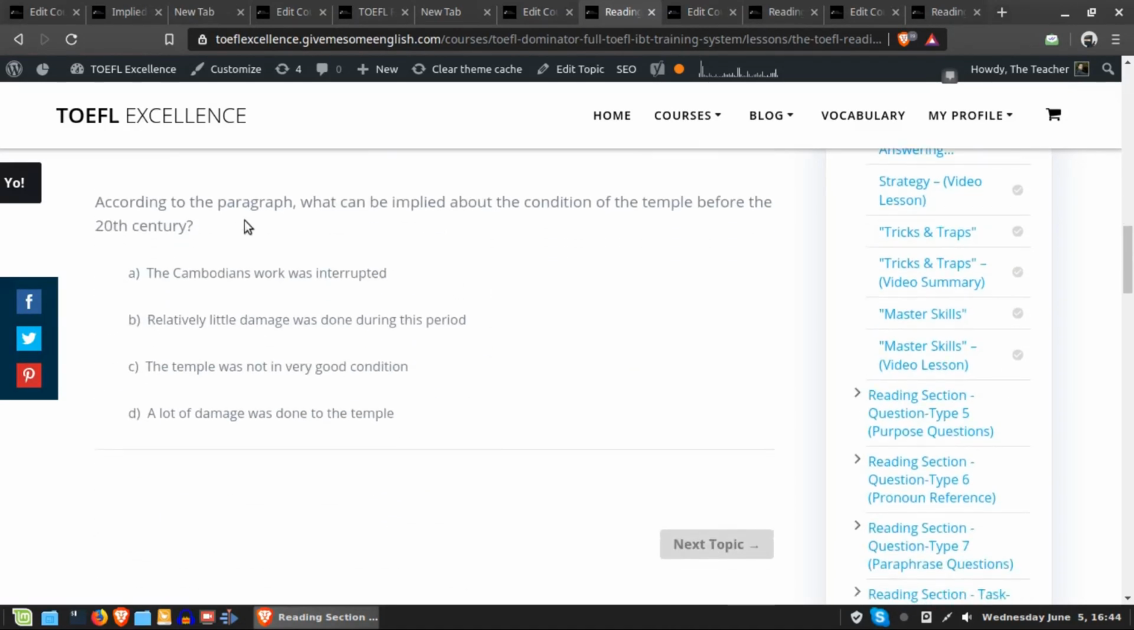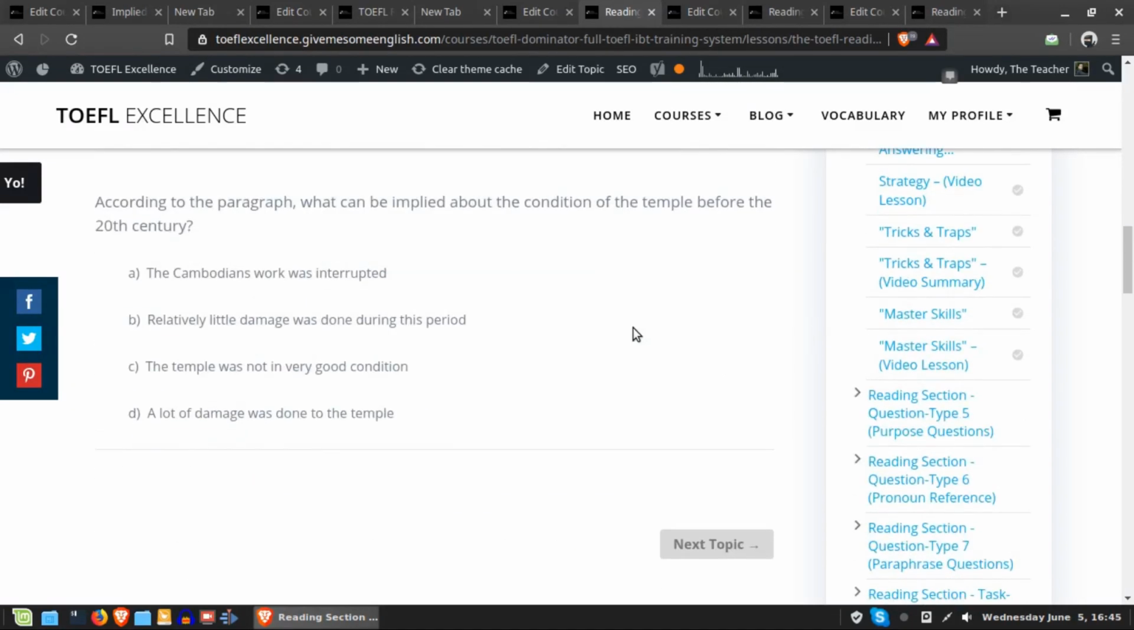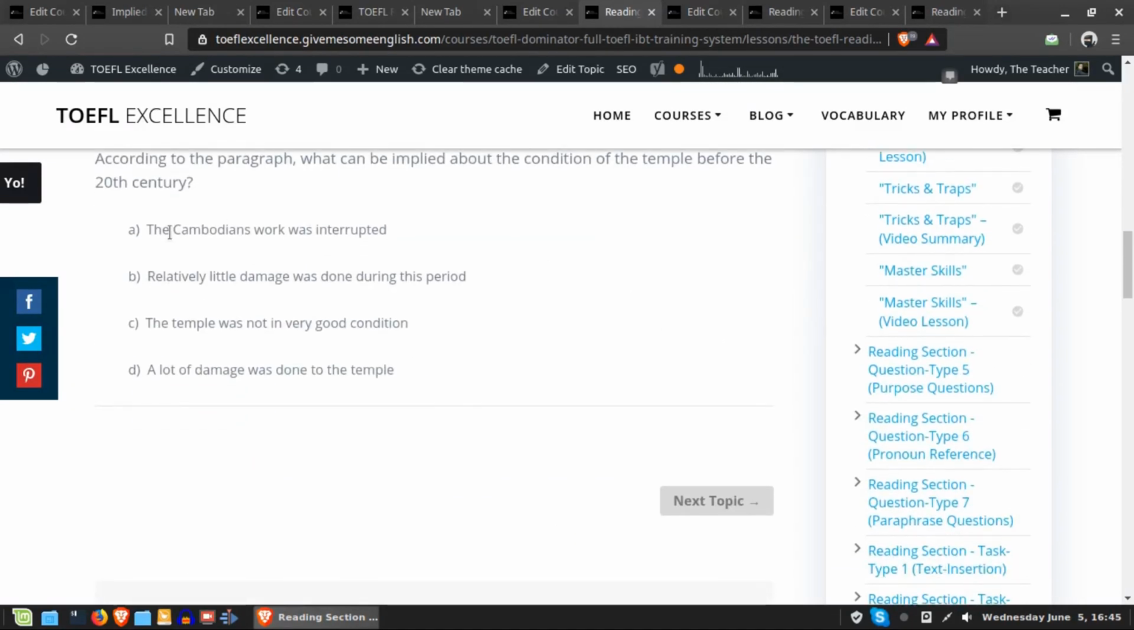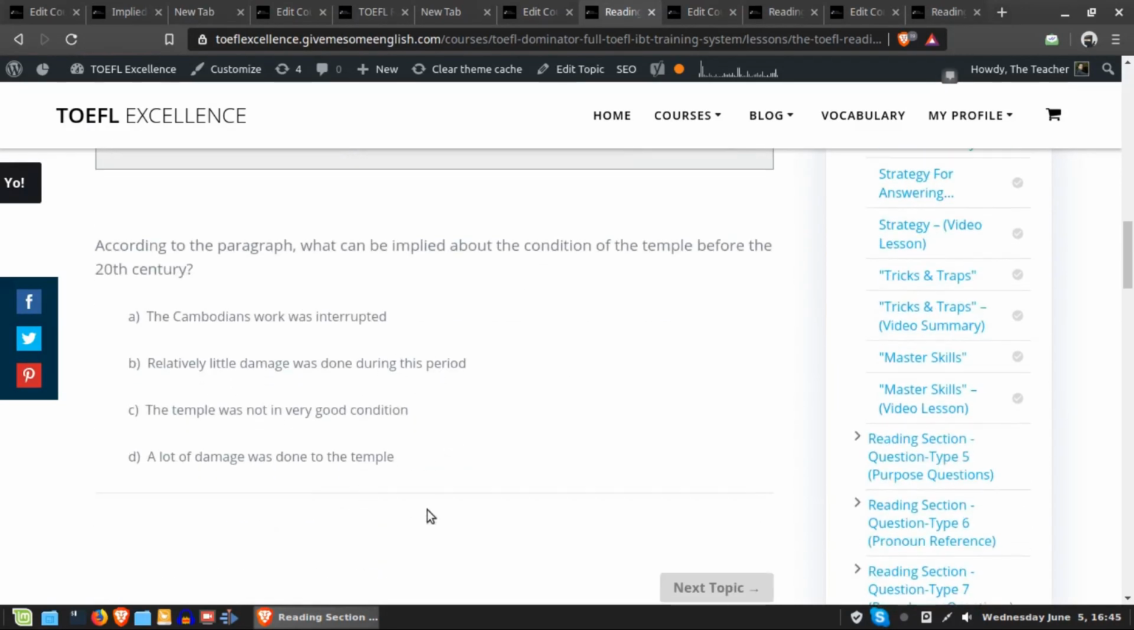So let's take a look at this one. According to the paragraph, what can be implied about the condition of the temple before the 20th century? Okay, so the keywords here are temple and the phrase before the 20th century. So obviously we're not going to be looking for anything after that time period. We're going to be looking for something before that time period. We can look for that information here, but with this question type, it is much better to go through the answer choices to find the information and then eliminate the wrong answers. That's the quickest way you can do this.